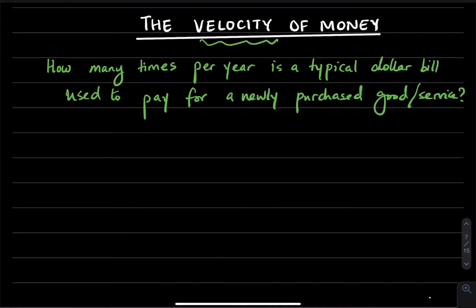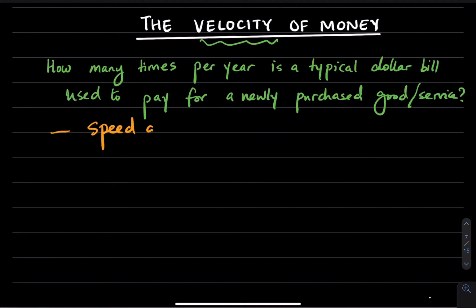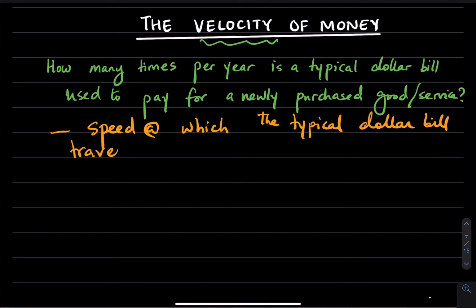For those of you familiar with this term in physics, the term velocity would refer to the speed at which something travels. And in economics, we use the same concept, but we apply it to money. So we say in economics, the velocity of money is the speed at which the typical dollar bill travels in the economy. So how many times does it change hands?